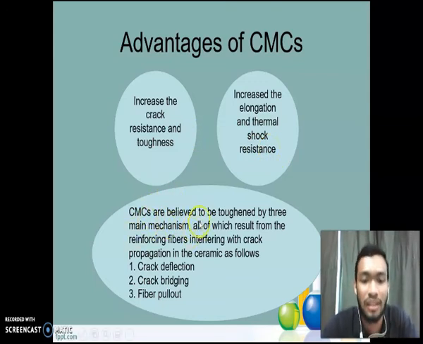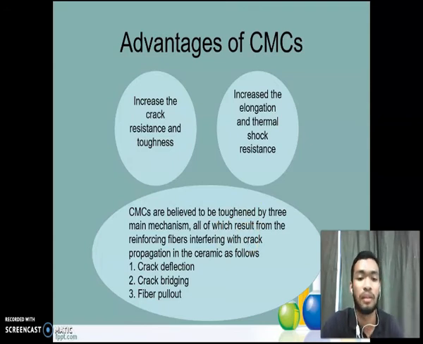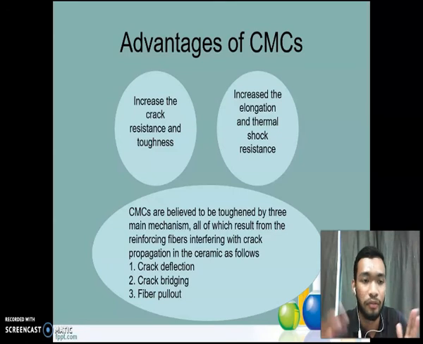Next, CMC is believed to be toughened by three main mechanisms, which result from the reinforcement fiber interfering with crack propagation in the ceramic, as follows: crack deflection. For crack deflection, we can think of tempered glass. If we give it pressure, it will deflect, so the crack will not happen. That's what we mean by crack deflection. It will deflect all the cracks.